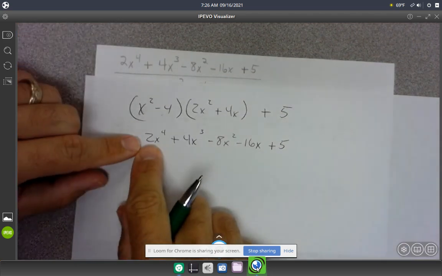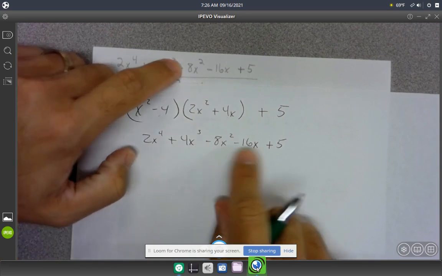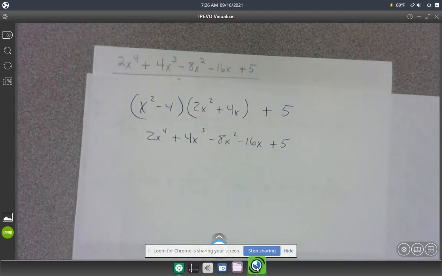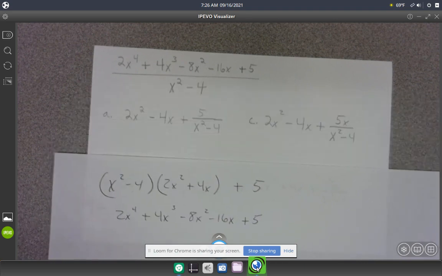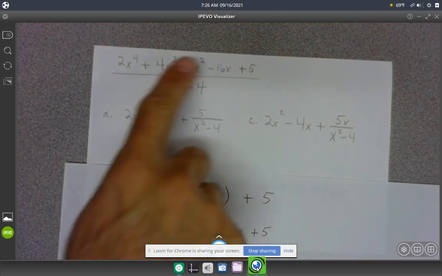This should be my original dividend: 2x to the 4th, 4x cubed, negative 8, negative 16. Yep, it is. I know that method is the worst, but the idea behind it is actually going to come back later whenever we talk about rational functions and how to solve equations that involve stuff like this.